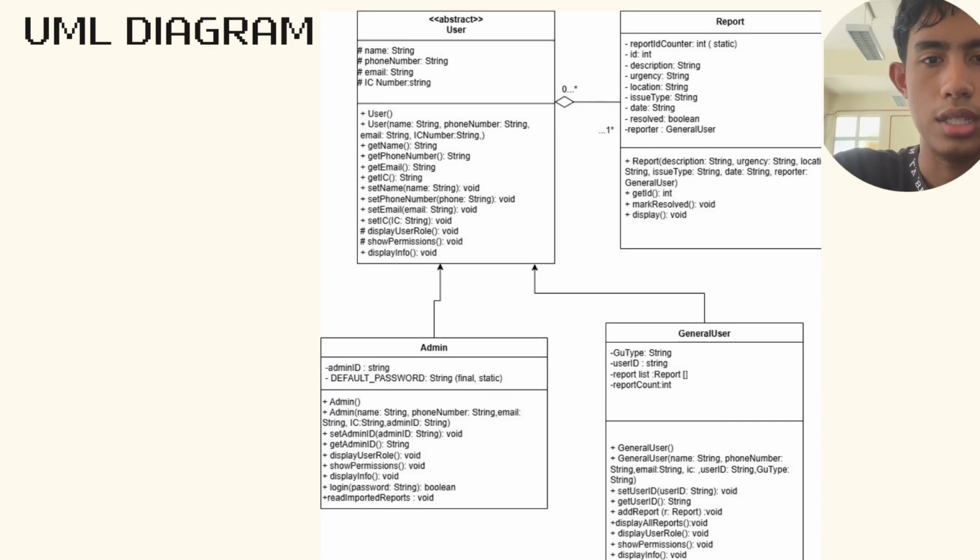So we have the report, which is the real item object for the report itself. It has a few attributes such as report ID counter, which counts the number of reports, and then we have report ID, which has a specific unique ID, so we can refer to it later. We have a few important pieces of information such as description, agency, location, issue type, date, and then we have resolved, basically to check if the report is resolved or not. And then we have the reported, which is a reference data type of object general user.